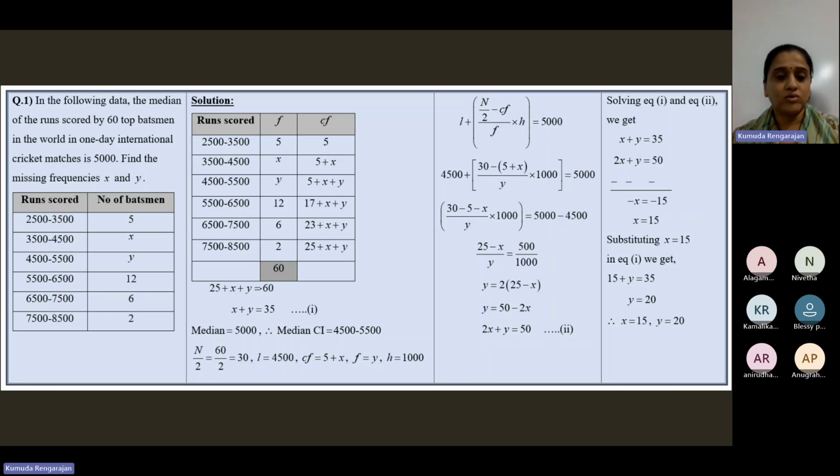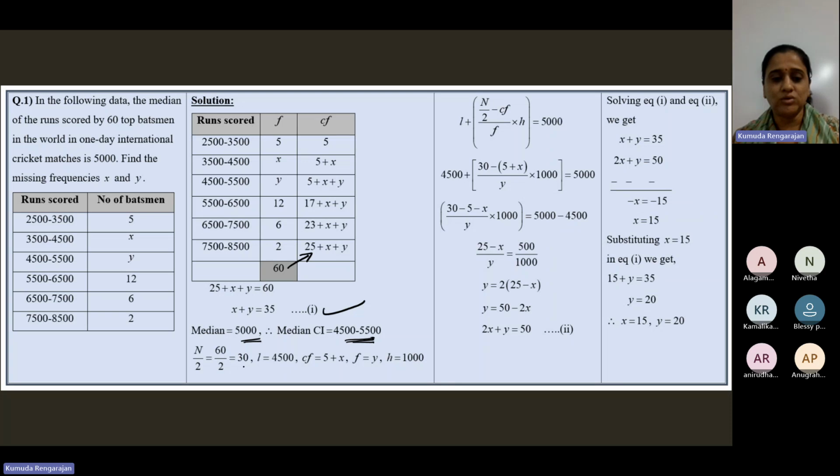Okay, so check all this. This is the total of the frequency column. Please check your cumulative frequencies. The last one is 25 plus x plus y. And then you should equate these two. 25 plus x plus y is equal to 60. So you get x plus y is equal to 35. This is one equation. Then the median is given, 5,000. The median class interval is this one. And then write the other parameters.